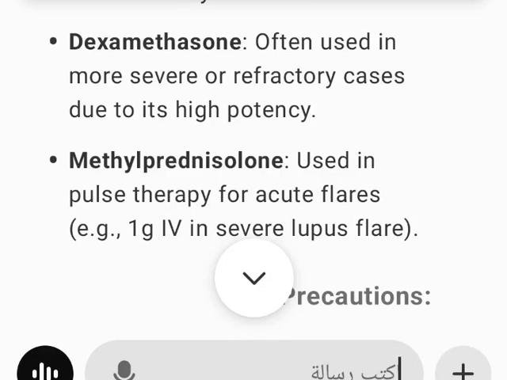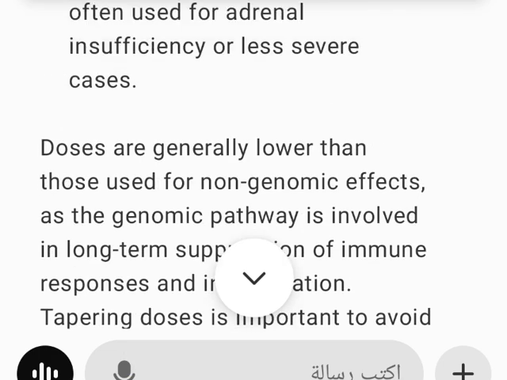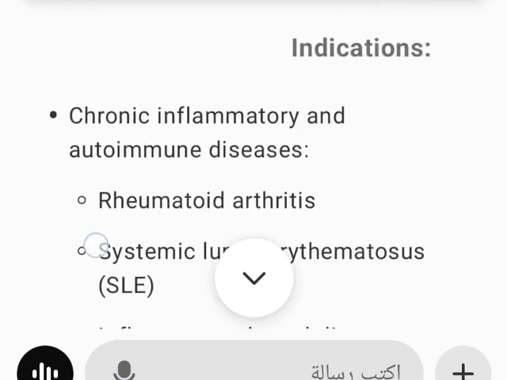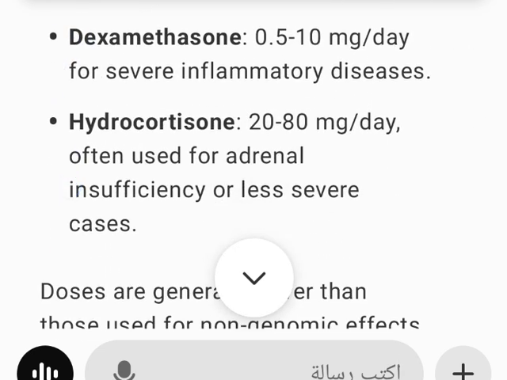In this lecture, there is wrong information, because methylprednisolone is not used at all for genomic indication. It is for non-genomic. It is rapid action. Pulse steroid here, which is mentioned in the genomic, is written by mistake by ChatGPT.